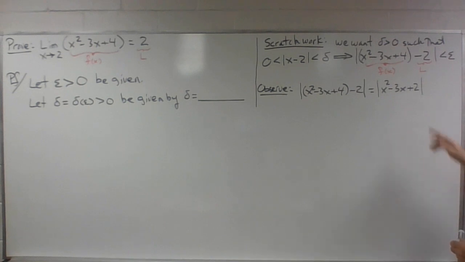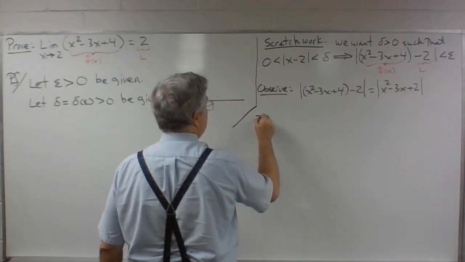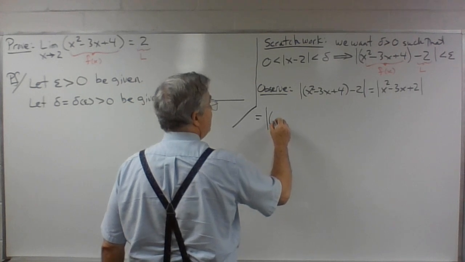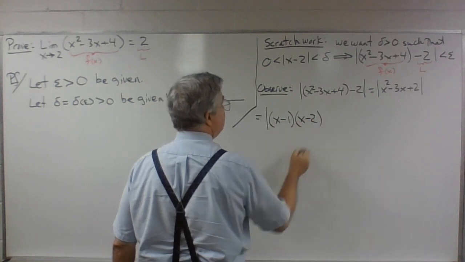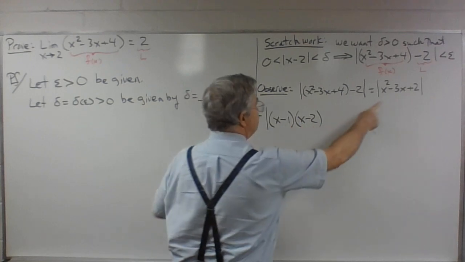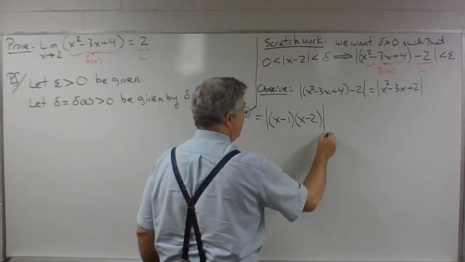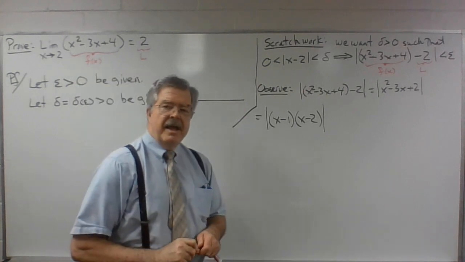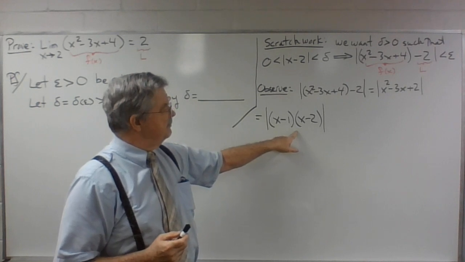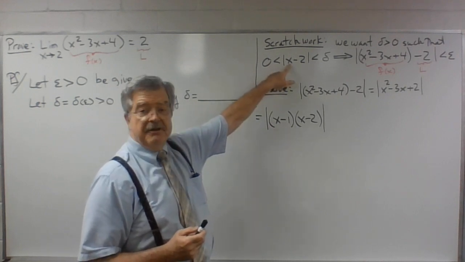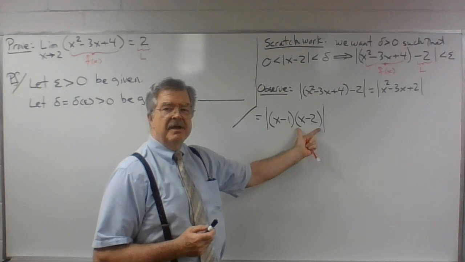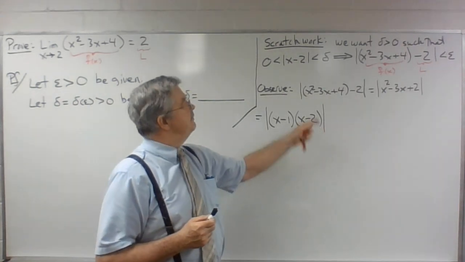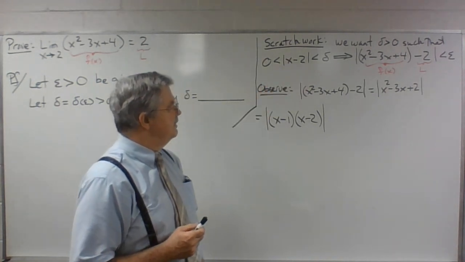And this thing can be factored. This thing is equal to what? X minus 1, x minus 2, is that right? Let's see. Minus x minus 2x is minus 3x. Yep, that's it. Okay. Now, what am I going to do with that expression? I know something about x minus 2, absolute value. So I'd kind of like to isolate x minus 2 in its own absolute value and use the fact that absolute value of x minus 2 is less than delta.